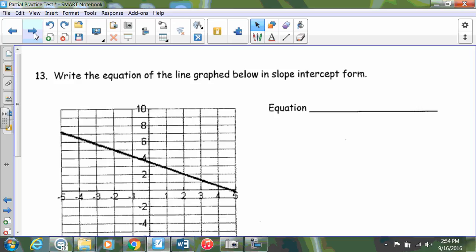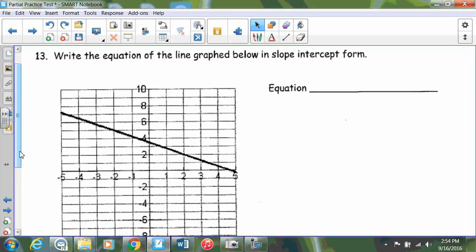All right. Write the equation of the line graphed below in slope-intercept form. Unfortunately, this is one of those lines that does not have a clear y-intercept, and so we've got to pick our corner points. Where are my corner points? All right, there's one. There's one way up there.